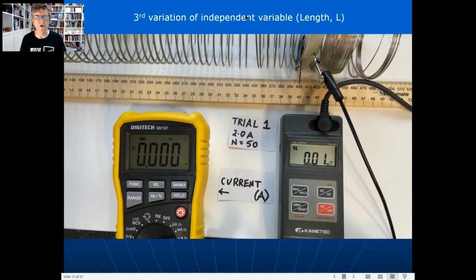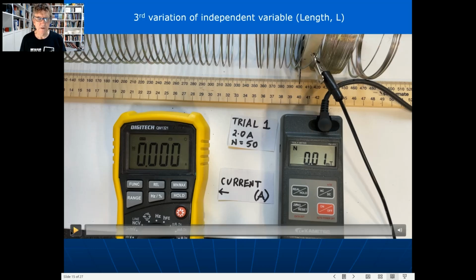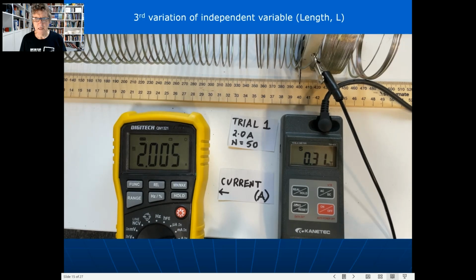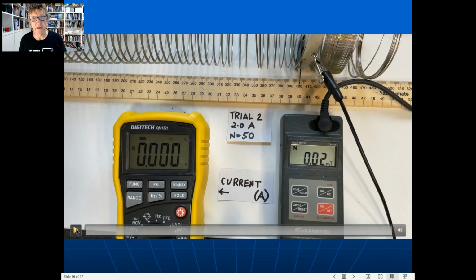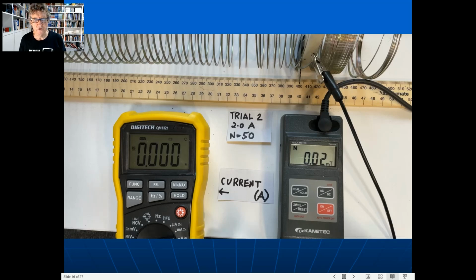So this is the third variation. You can see the length I've got it at here. So your chance to copy these to work out the numbers. You can see they're a lot less. They're coming down, of course, as you spread the coil out. And okay, this is trial 2. Now what you'll notice is I'm taking about 5 seconds worth of readings for each one. So this is now replicate number 2 for the third length.